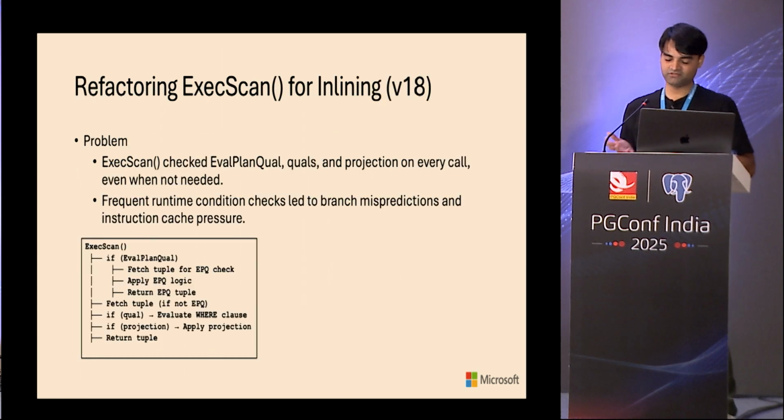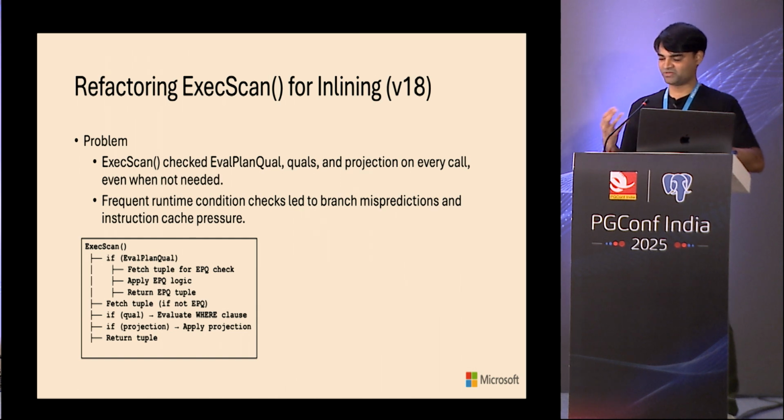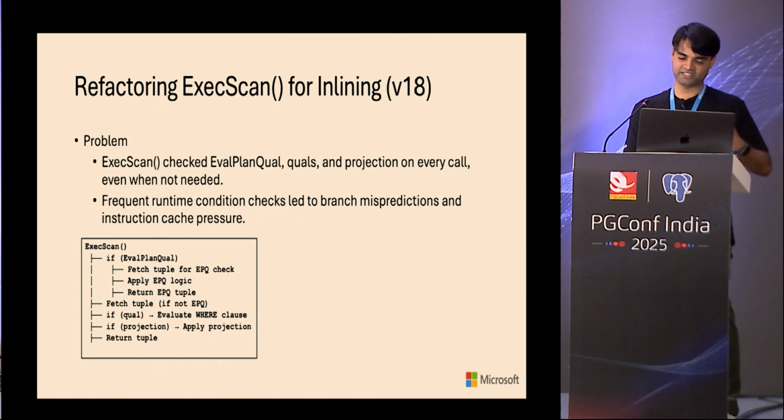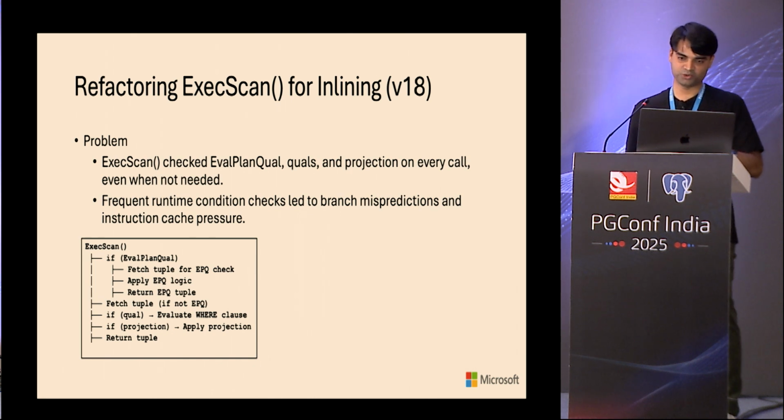Finally, this is something that I worked on. So exec-scan is a common function used by the leaf nodes, so sequential scan, index scan. They all share this code to check some conditions, like whether the tuple should be fetched from a special place called eval plan qual, which is something we have in the Postgres Executor for implementing read committed isolation level. And then there's code to check if there are conditions to check for a tuple and whether projection is needed.